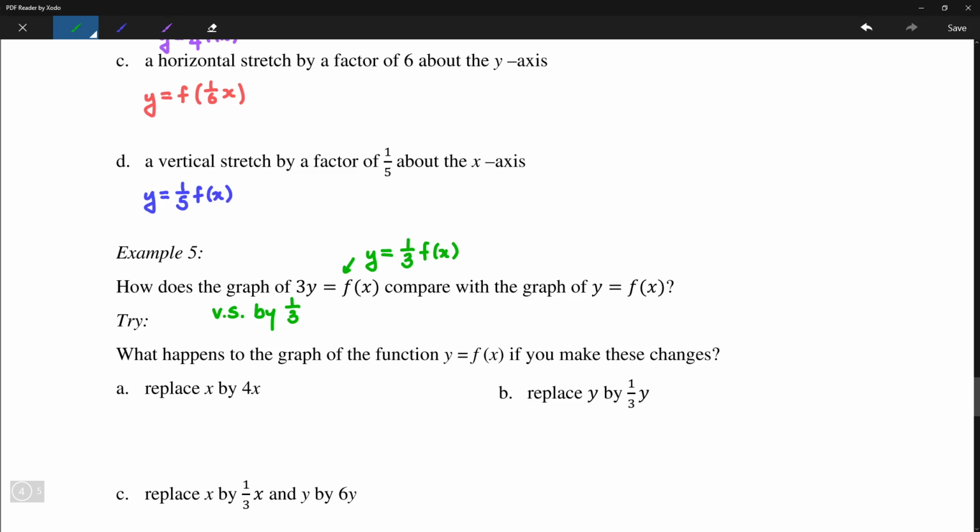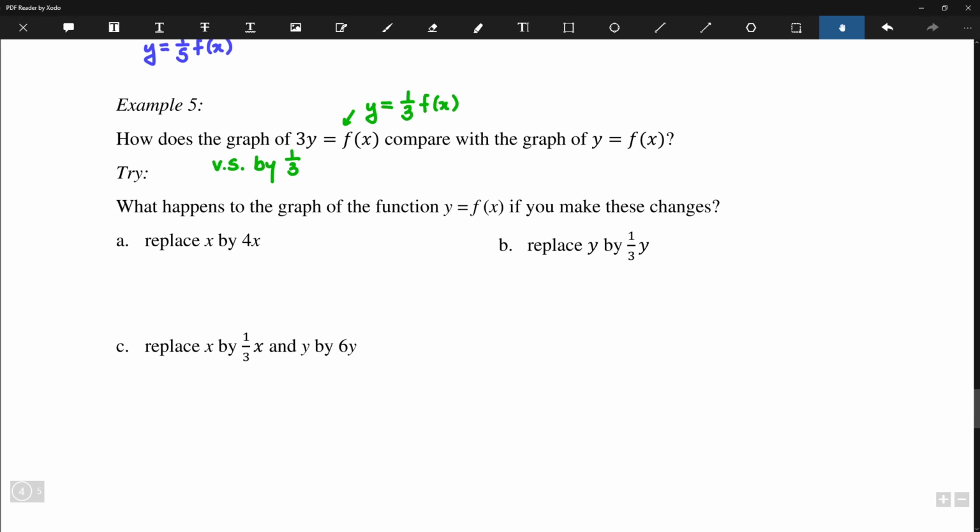And then another way of looking at these transformations is by replacing x or y or both. So in the first example here, we are replacing x with 4x. So instead of y equals f of x, we have y equals f of 4x. And that, of course, is a horizontal stretch by a quarter.